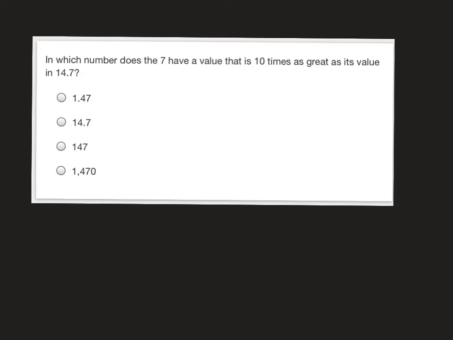All right, so in this question it says, in which number does the 7 have a value that is 10 times as great as the value in 14.7? So we got to kind of think a little bit. If we already have 14.7, this number is in the tenths place, right? Right after that decimal. If we want to have it in a number that's 10 times greater, that means we have to go up a place value. So we're looking for an answer choice that has a 7 in the ones place.